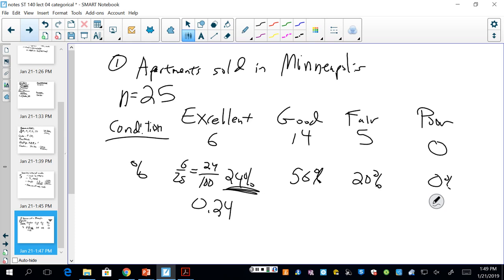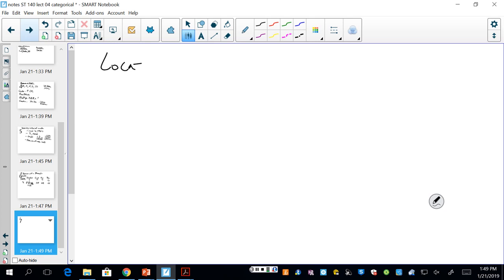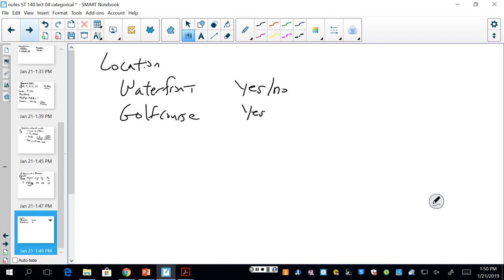What would be some other variable you might like to know about these apartments? Your real estate. Location. What location? Right. So what type of location? What do you want to know about location? Waterfront. Waterfront, yeah. So is it waterfront? Or does it have a view? Golf course. Is it associated with a golf course? Yeah. So these would be yes or no, right? They might be reported as 1 or 0, or something like that. Those are great examples of categories that we might like to know. Anything else?